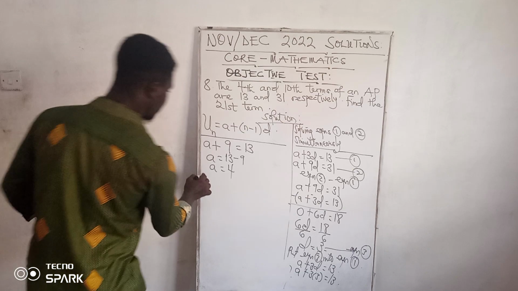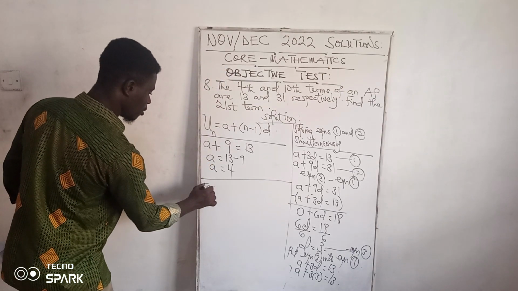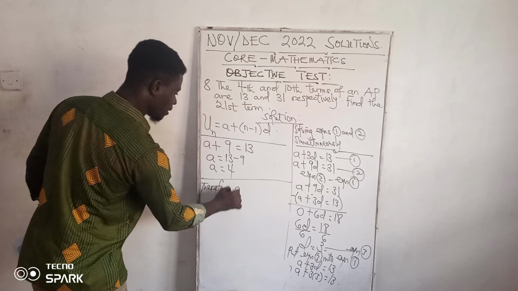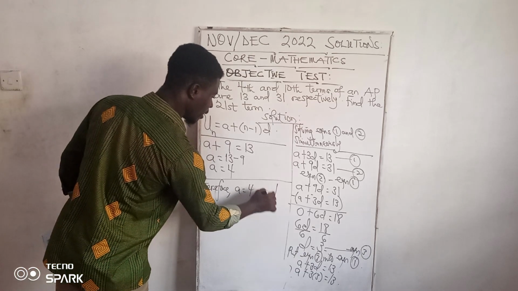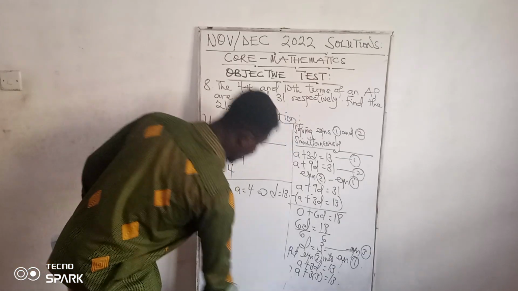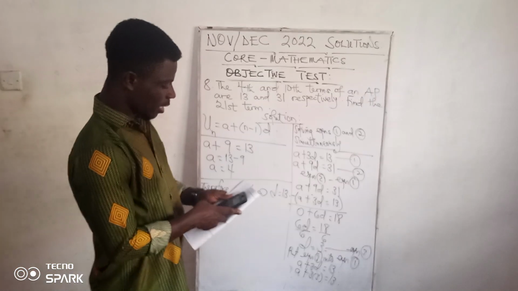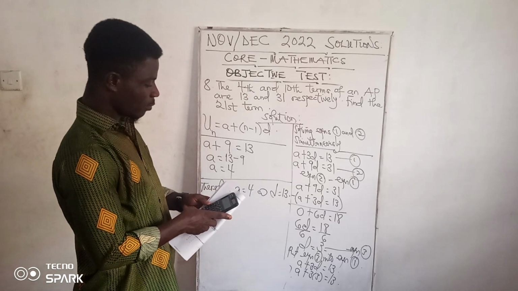So now I know that therefore my first term is 4, and my common difference is 3. So you can try that using the calculator. You can punch these two equations on the calculator.